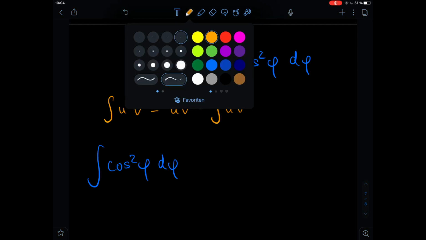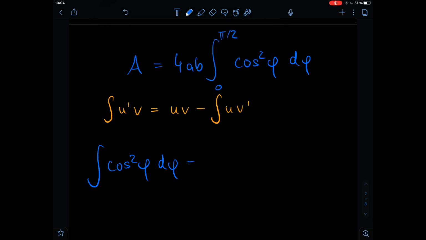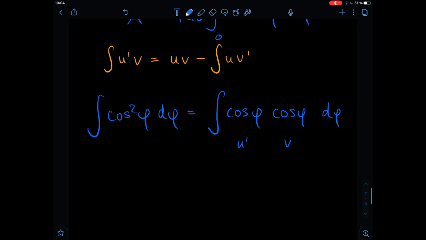So let's apply the whole thing to the cosine. Cosine squared is cosine phi times cosine phi, and then we put a d phi here. Now we have to decide which one is u prime and which one is v. Actually, it does not matter at all, as you can see. So we can just choose this here to be u prime and this here to be v. Well, if cosine of phi is u prime, what is u? That's simple, it's just sine of phi.